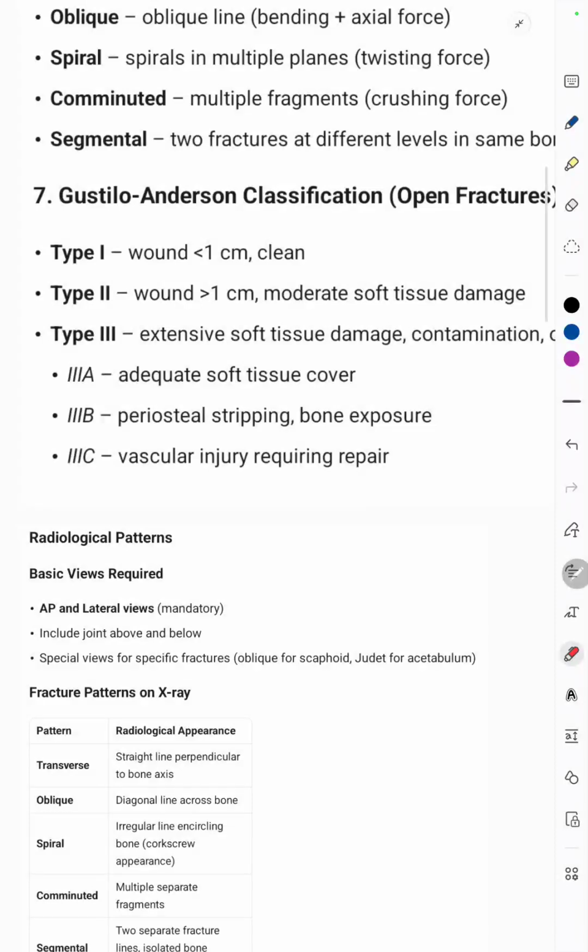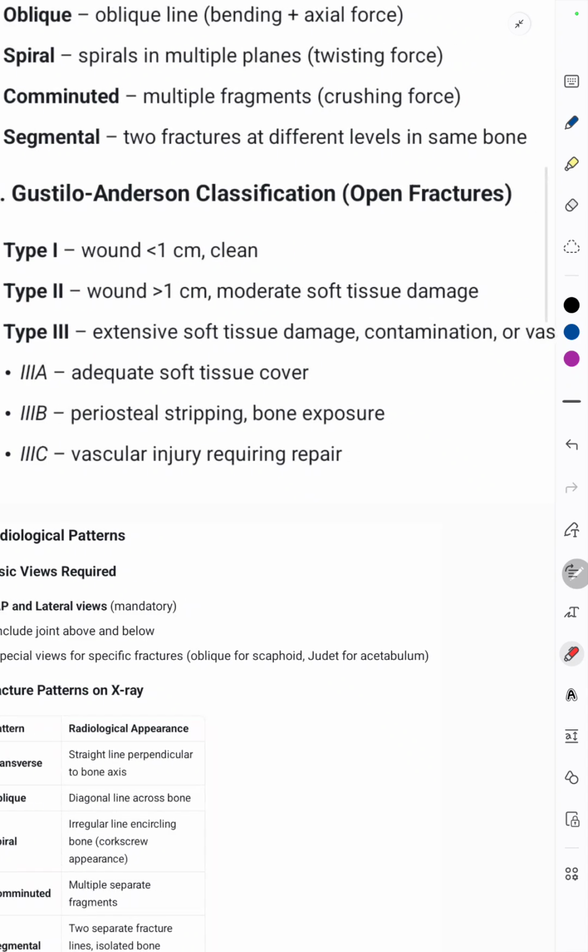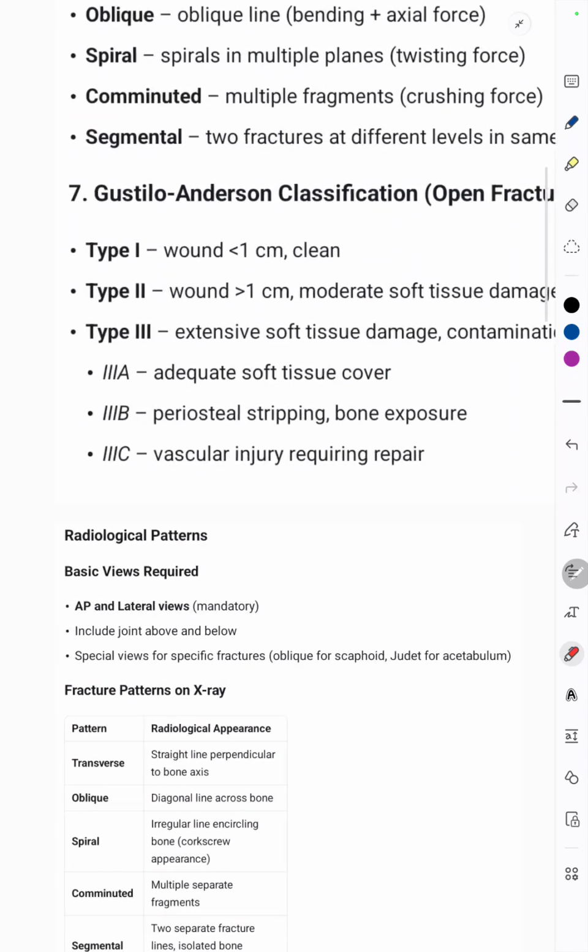So talking about open fractures, they are the ones that communicate with the external environment, that is, the skin is breached. Open fractures have a characteristic classification called the Gustilo-Anderson classification. According to it, there are three types. Type 1 is where the wound is less than 1 centimeter and clean. Type 2 is a wound more than 1 centimeter with moderate soft tissue damage. Type 3 is extensive soft tissue damage, and contamination or vascular injury is present.